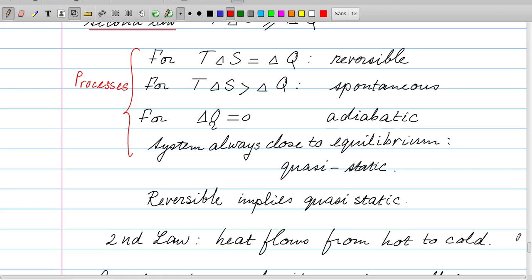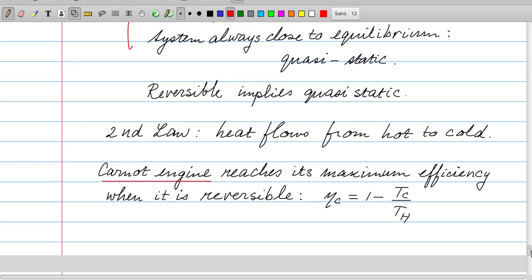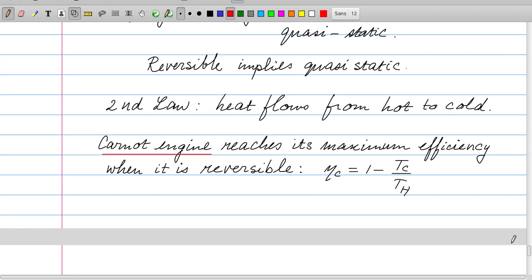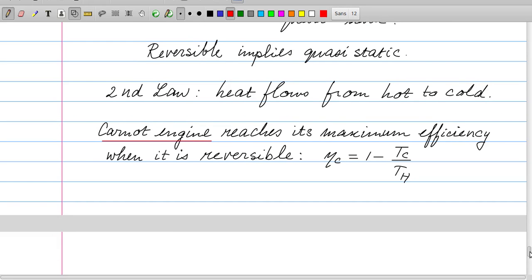A different way of formulating the second law is that heat flows always from a hot body to a cold body. And a Carnot engine, that's also due to the second law, reaches its maximum efficiency when it's reversible, and the Carnot efficiency, which is then reached, is 1 minus Tc over Th. And if we have non-reversible, so also spontaneous processes, then the actual efficiency goes down. It's always lower than the Carnot efficiency.